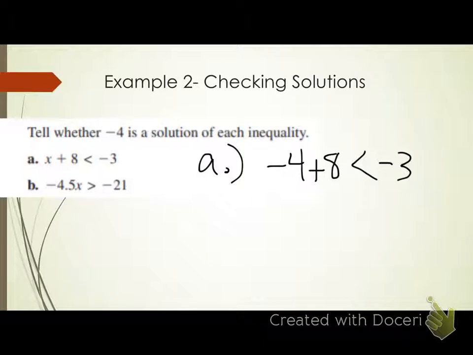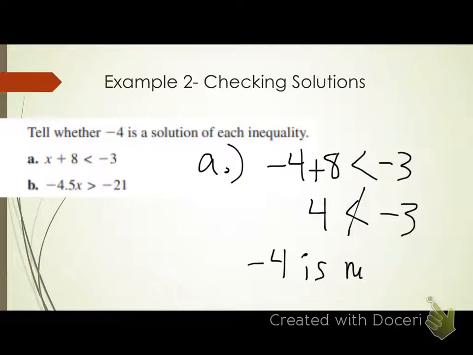Now I'm just using my order of operations to work down both sides of the inequality. What's -4 plus 8? 4. Is there any more simplifying to do on either side here? No. So now I've got to look at the statement that it gives me. 4 is less than -3. Is that true or false? False. 4 is not less than -3, is it? No. So is -4 a solution? No.